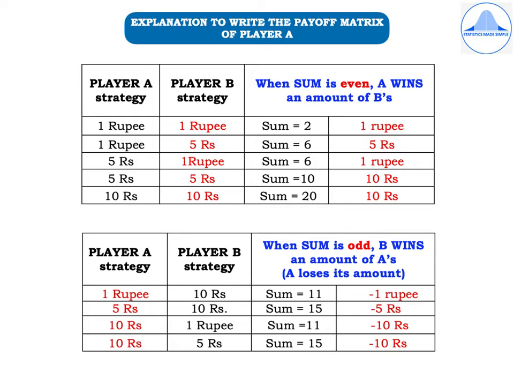So in this case, what happens? B wins an amount of A's, or A loses its amount. So when the sum is 11, A is going to lose his amount, that is 1 rupee. So it will be minus 1. Similarly, when the sum is 15, A will lose 5 rupees. So it will be minus 5. When sum is 11, A will lose 10 rupees. So minus 10. And when the sum is 15, A will again lose 10 rupees. So it is minus 10.